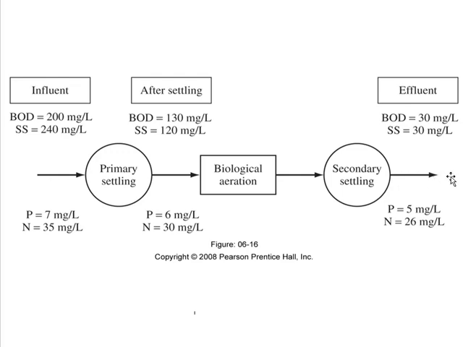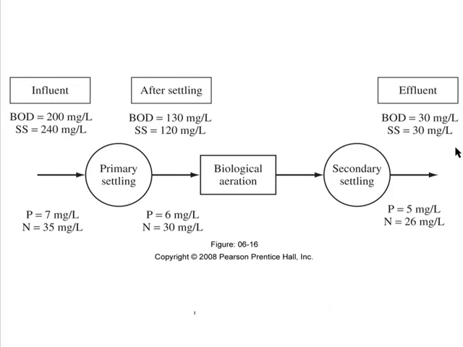And here the effluent will be discharged. Effluent means the wastewater after treatment. Influent is the wastewater which is coming to the treatment plant. So generally, the concentration of pollutants like BOD, suspended solids, phosphorus, nitrogen are higher as compared to after treatment. You can see here the BOD is 200, here it is 30. Here suspended solids 240, it is 30, right?